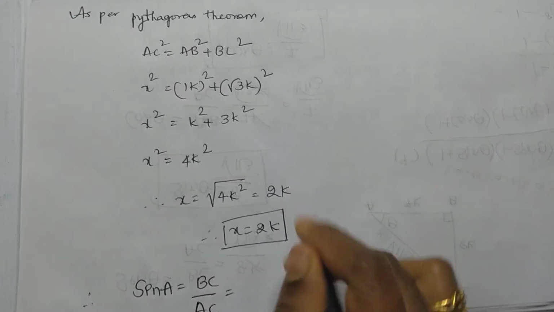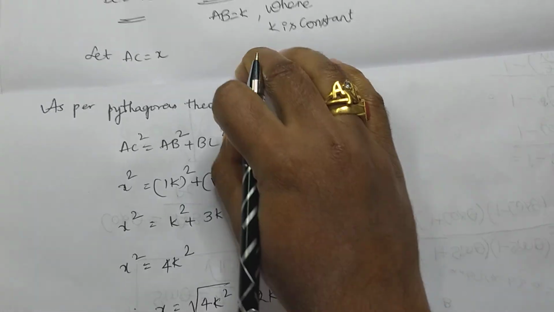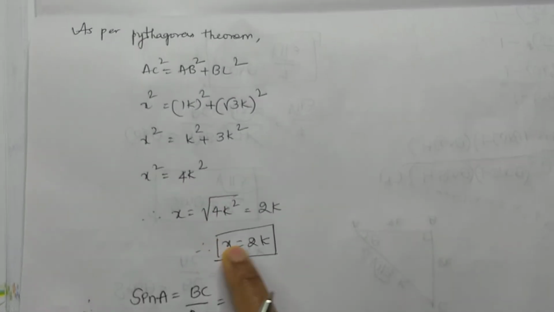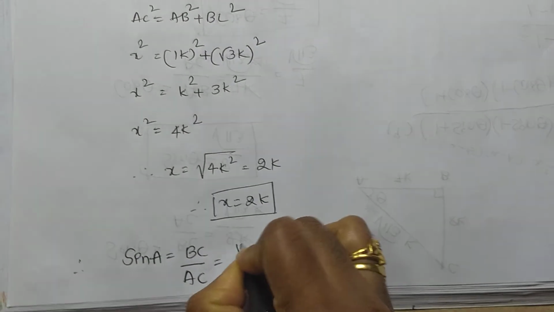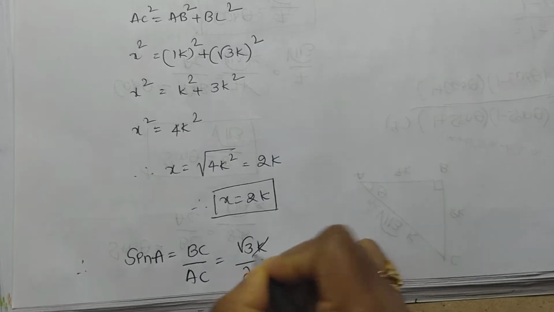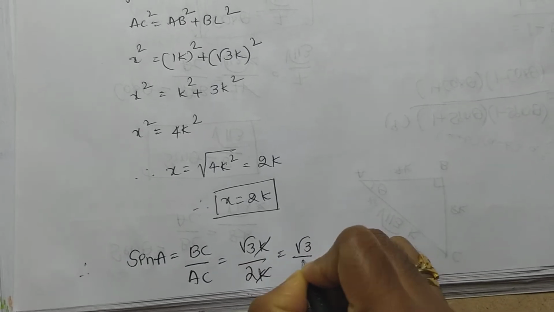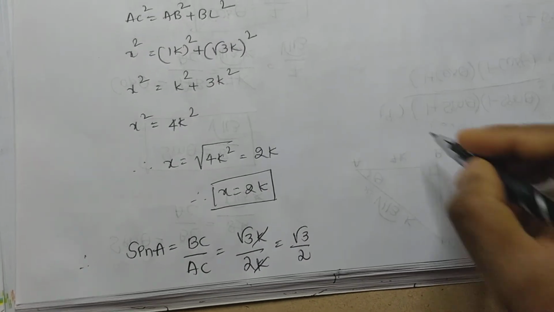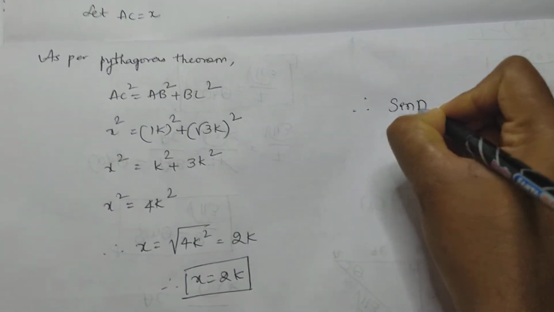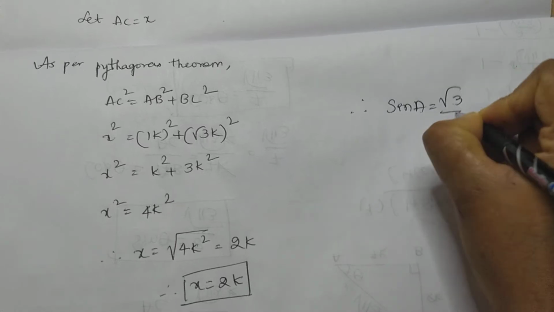What is BC? Here you can see we have taken BC as root 3k. AC is the x value you got as 2k. So root 3k by 2k, correct? K and k will be cancelled off. You'll get the sin A value as root 3 by 2. Therefore, sin A equals root 3 by 2.